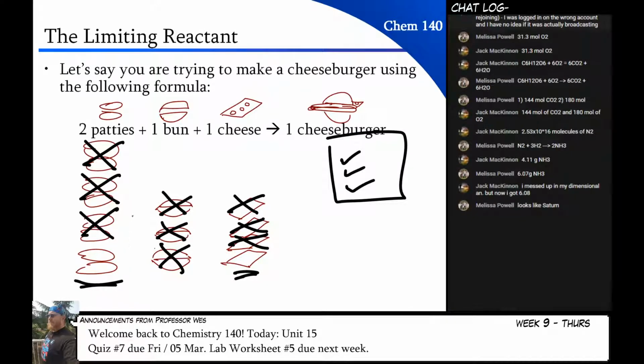And the thing that I ran out of is known as the limiting reactant. That should be an I, but it kind of goofed there. There we go. Limiting. There we go.